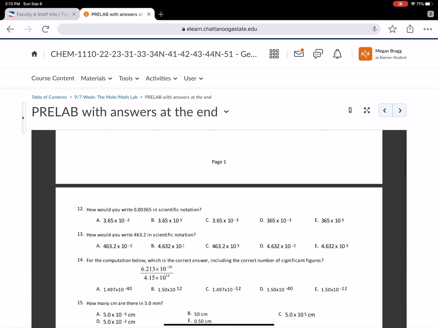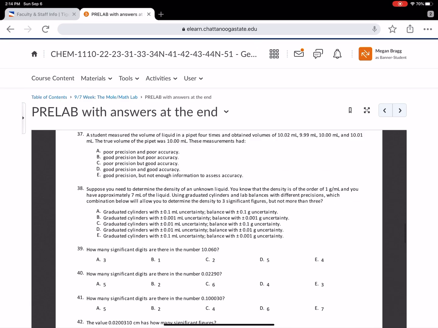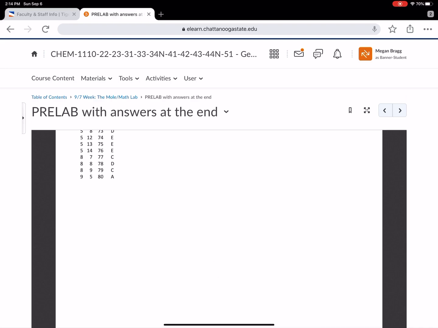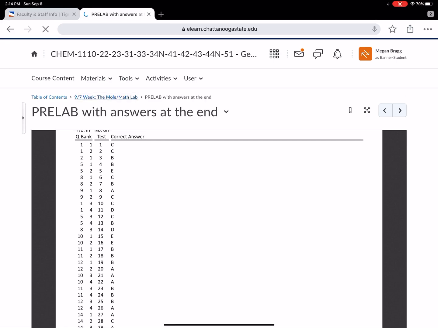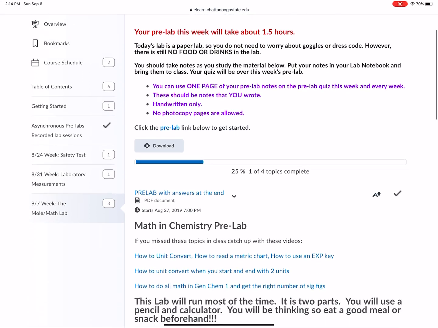If you're not sure if you're doing it right, go to the very end of the document and see all of their questions have answers. So you can check yourself. That's your pre-lab. The other thing about this pre-lab is that people come to chemistry with a lot of different backgrounds.